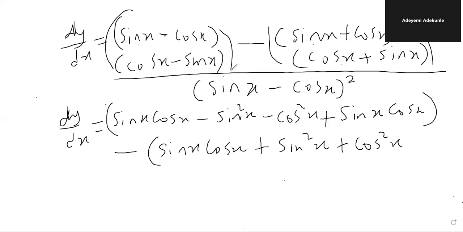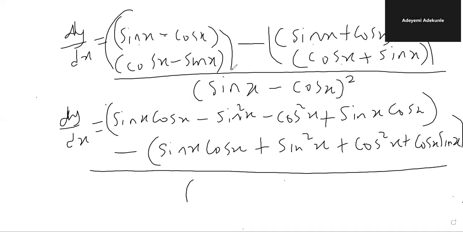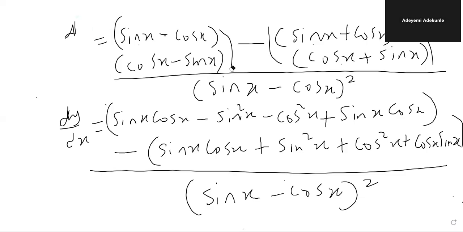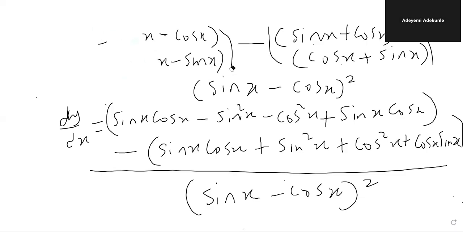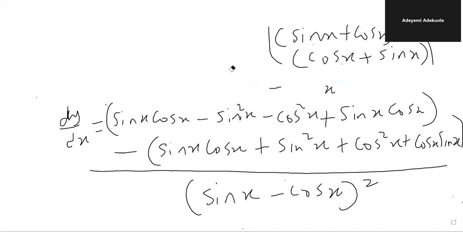Then everything over v squared, which is sine x minus cos x, all squared. All right, I believe you are still following me.